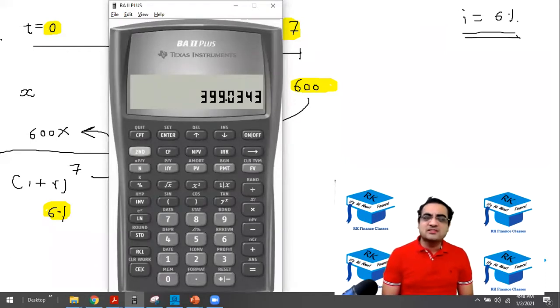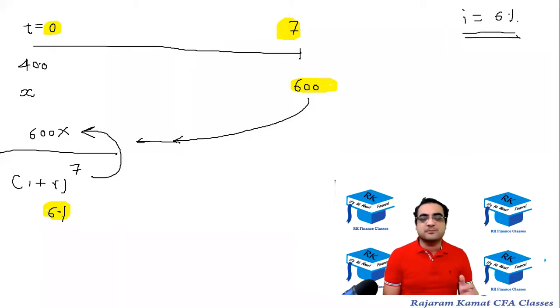Which means you approximately need to save 400 rupees. You have to deposit 400 rupees, which will grow to 600 rupees in a period of 7 years.